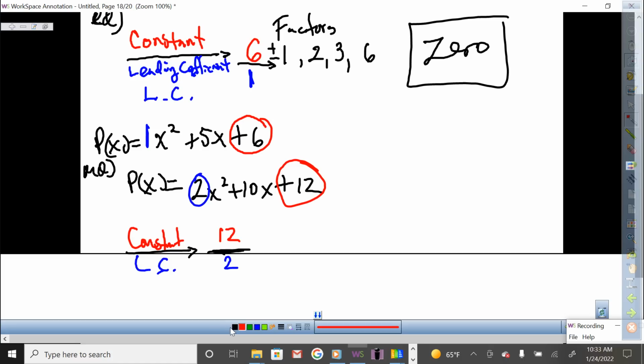Okay, next, factors. Factors of 12. What are factors of 12? 1 times 12, 2 times 6, and 3 times 4. All these are factors of 12. But now we have a 2 in the denominator. So what are the factors of the 2? 1 times 2. All of these are my possible zeros.